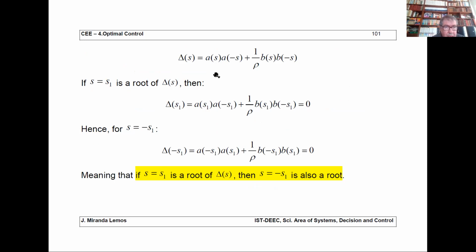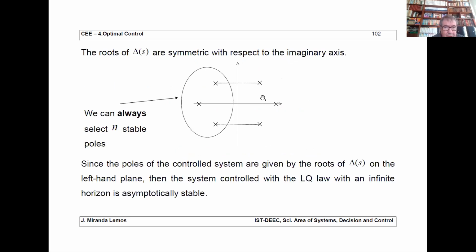So you go to the definition of delta of S, and you replace S by minus S1, and you get this stuff, okay? But since the multiplication of polynomials is commutative, this last line is exactly delta of S1, the expression for delta S1 that we know is 0. So delta of minus S1 is also 0. This means that whenever you have a root, minus this root is also a root. Okay? So your roots appear in a pattern which is symmetric with respect to the imaginary axis.